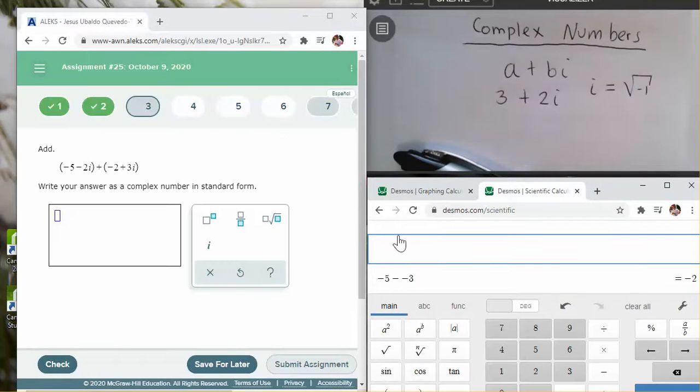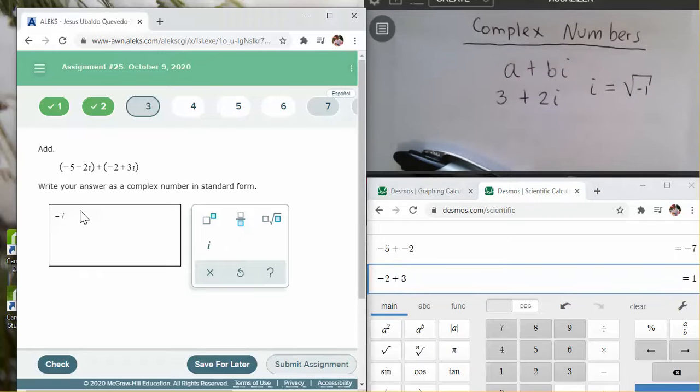One more. The real part here is -5, so this is where the mouse is moving, plus, now this is an addition, plus -2, so I'm combining the two real parts. So the answer here is -7. Now here is -2i plus 3i, so the answer is 1. We don't put the 1, we just say i. 1i is just i.